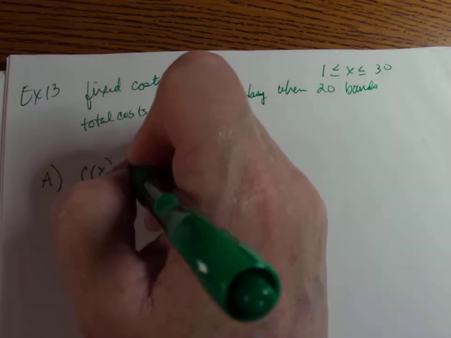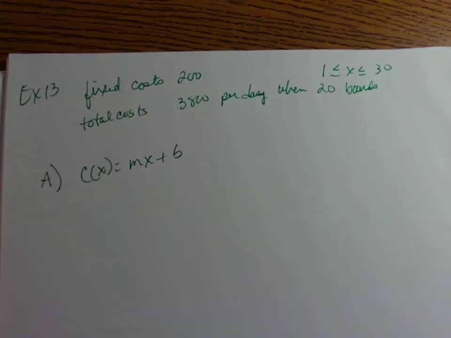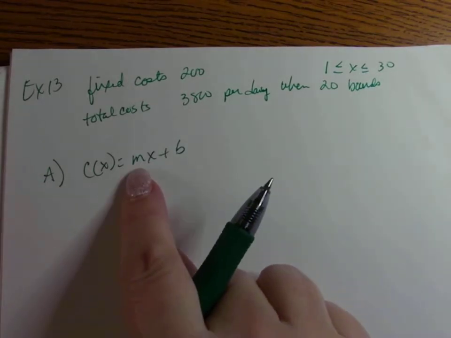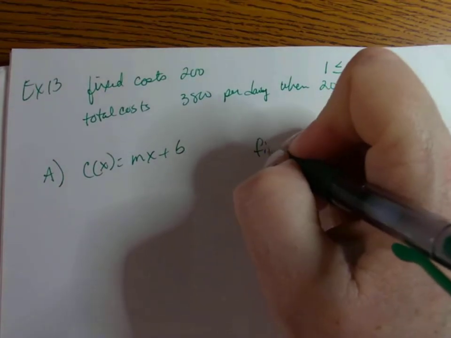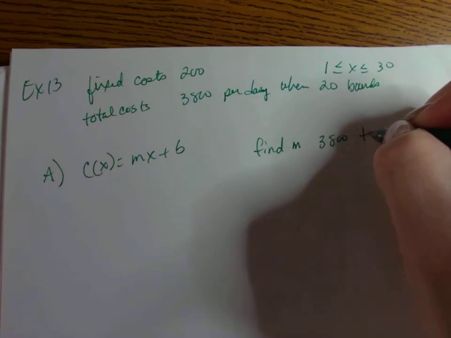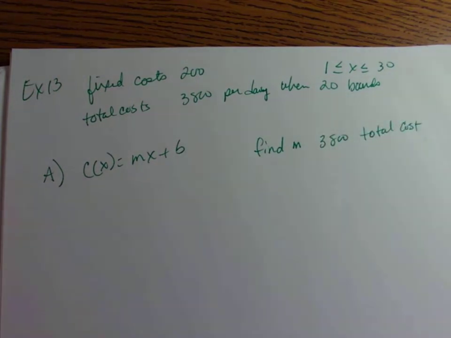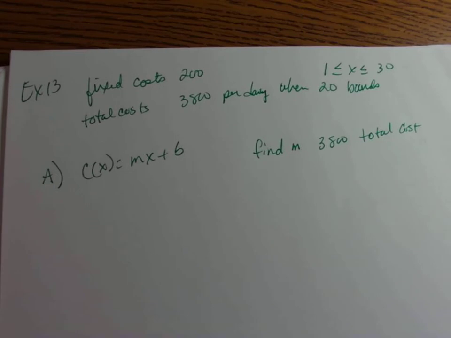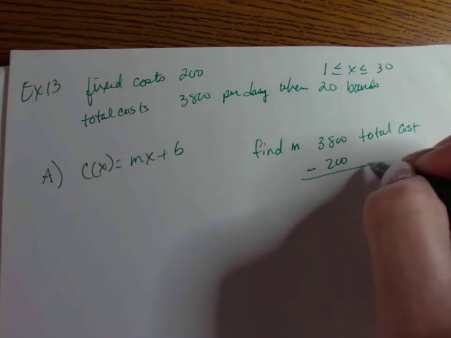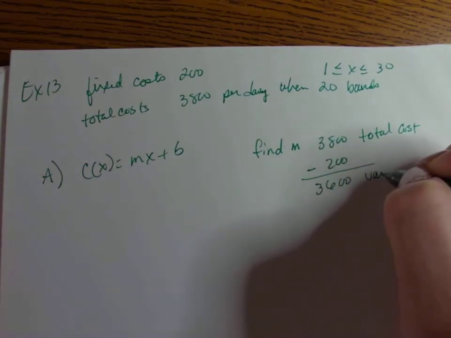All right, so for part A, we need to write the C of x function. Remember, our C of x is equal to mx plus b. B is going to be our fixed costs, but we've got to figure out what that slope, what that m is. So to find m, we have a total cost of $3,800. That's our total. The total cost includes a fixed cost. If they say the costs or the variable costs, then we know it's just the variable part. But they told us the total cost. So first thing we got to do is subtract out the fixed cost. That gets us $3,600 for the variable cost.